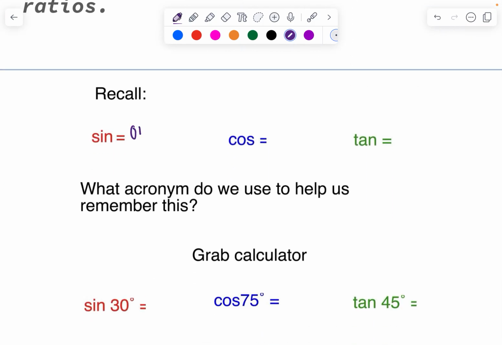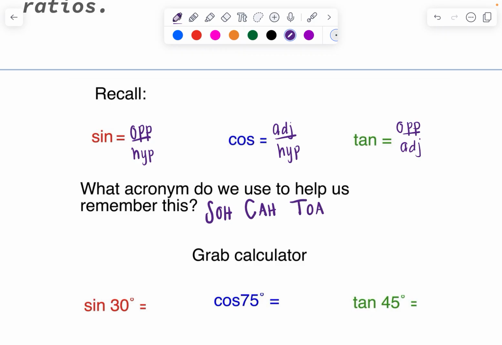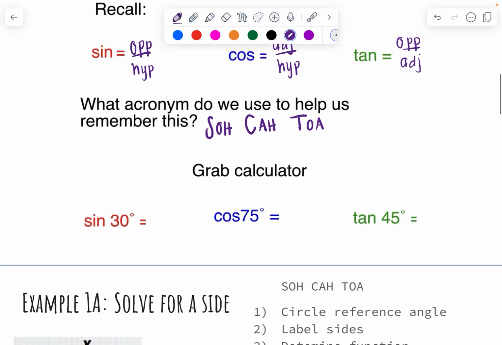Recall, sine is opposite over hypotenuse. Cosine is adjacent over hypotenuse. And tangent is opposite over adjacent. Remember, those are all sides of the right triangle. Our acronym, SOH: sine, opposite over hypotenuse. CAH: cosine, adjacent over hypotenuse. TOA: tangent, opposite over adjacent.